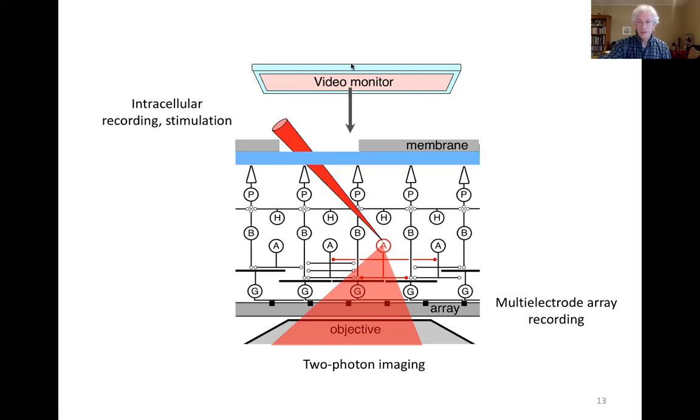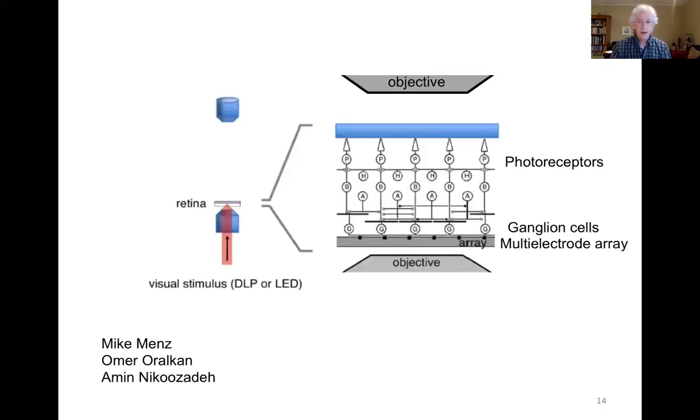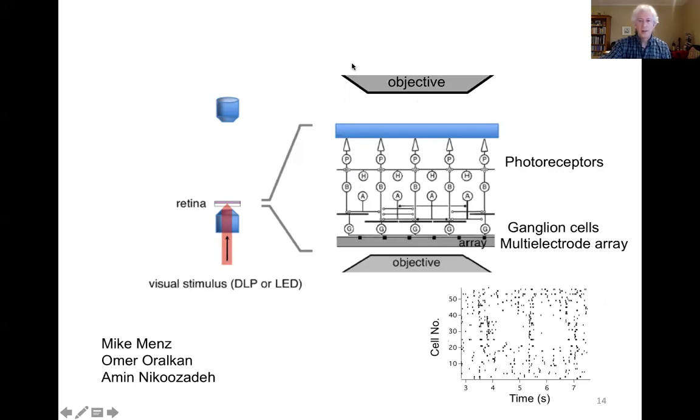So this is a standard kind of preparation that we have used, and we modified it to be able to deliver ultrasound, essentially just by replacing a microscope objective with an ultrasound transducer. From a regular type of experiment, when we project light onto the retina, we would record with a multi-electrode array, an array of 60 electrodes, signals that look like this.